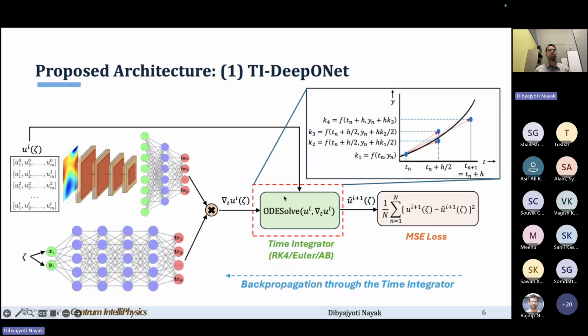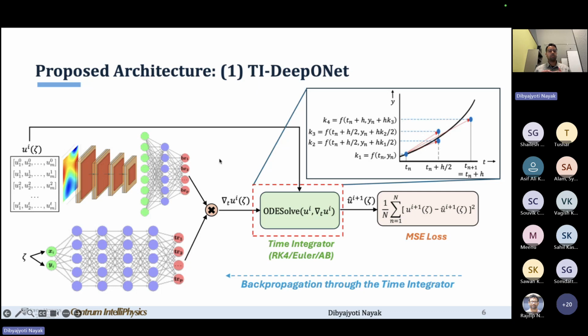This module can basically use any kind of your favorite numerical time integration scheme that we have. It can be Runge-Kutta fourth order, Euler, or Adams-Bashforth, Adams-Moulton predictor-corrector methods. Once we do that numerical time integration, we can predict the solution at time step t plus 1. Then we can compute an MSE loss between the predicted solution at time t plus 1 and the ground truth solution.